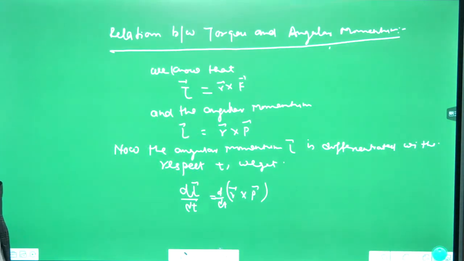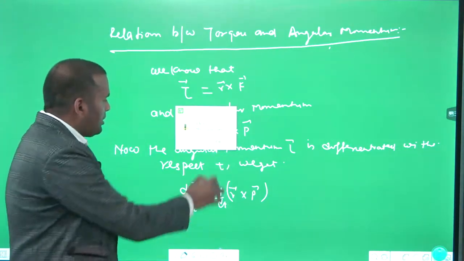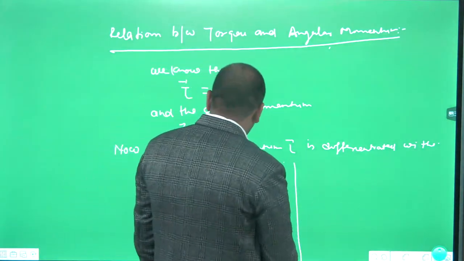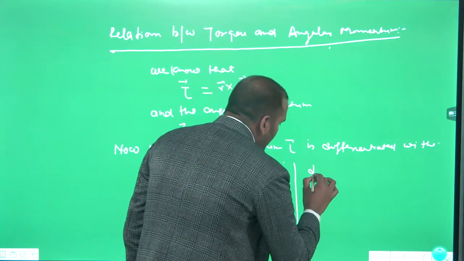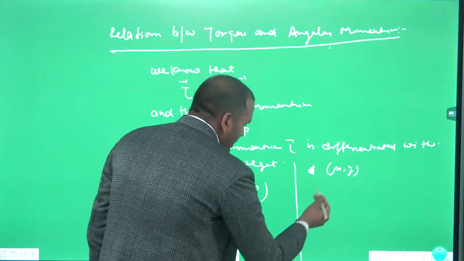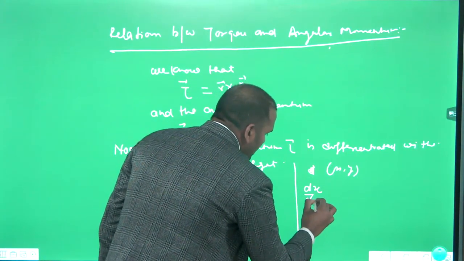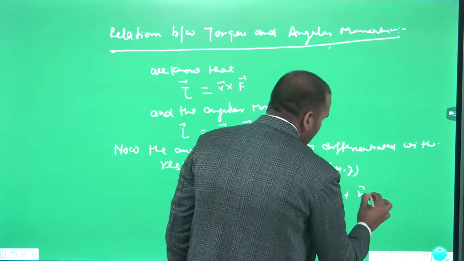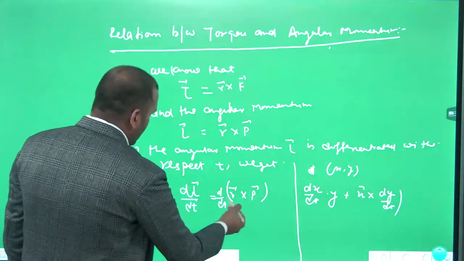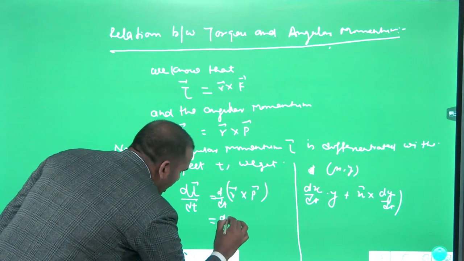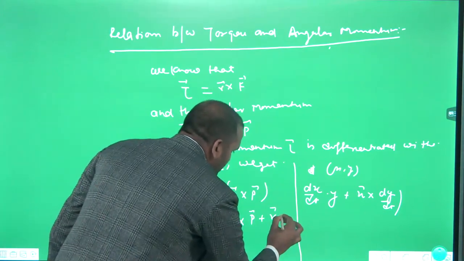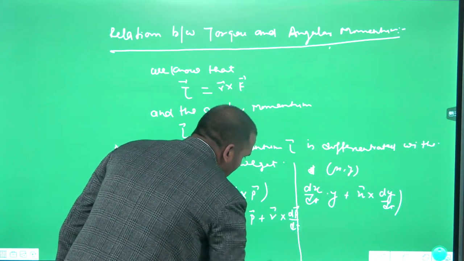Students, here we use a mathematical formula, the product rule for differentiation. If we have two functions, x and y, in multiplied form, then the derivative is the differentiation of the first function into the second function, plus the first function into the differentiation of the second function. Now we operate by this formula. Here we get dr upon dt, that is the first function, into p vector, plus r vector cross dp upon dt, that is the second function.